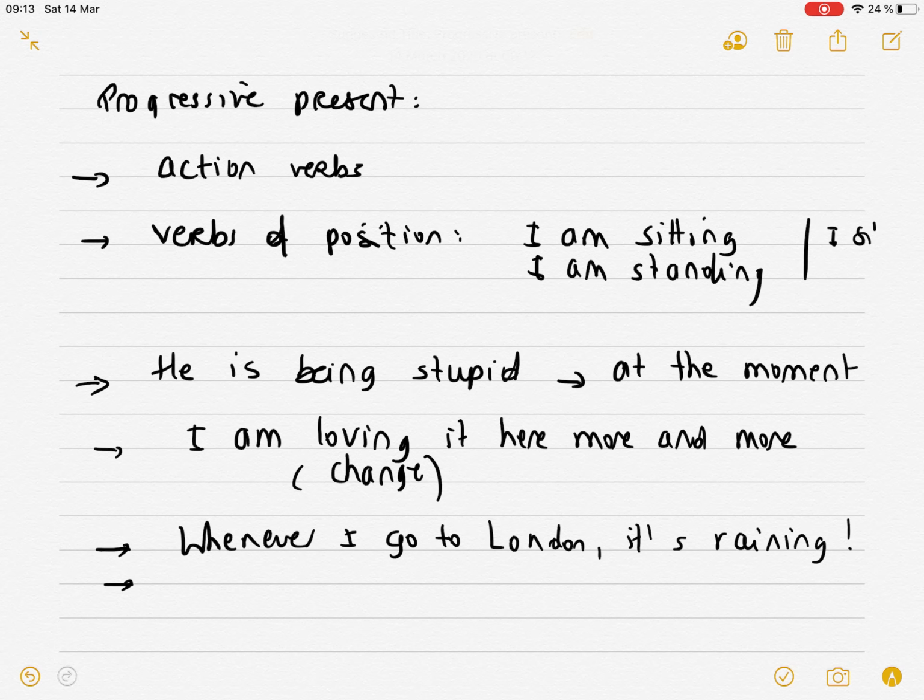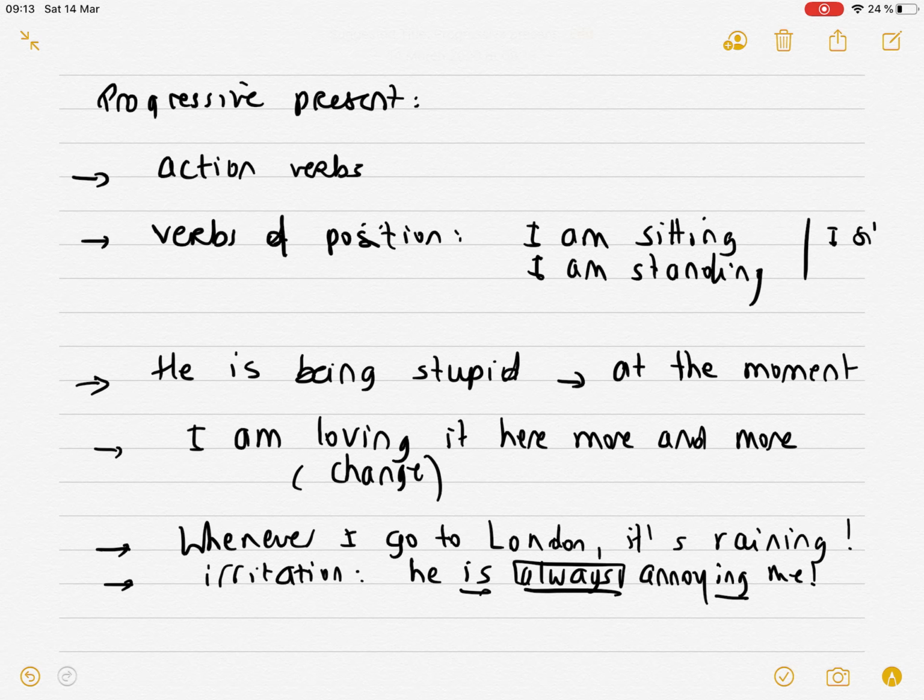There's something I've mentioned before, which is the expression of irritation with something. You would say, he is always annoying me! Technically, it would be impossible to use this progressive present with always, because always expresses a habit, something that happens all the time, and this defines the features of the present simple. But because there is an exclamation mark, and because you express irritation at the situation, it makes you angry, then you would say, you are always talking me down, he's always annoying me.